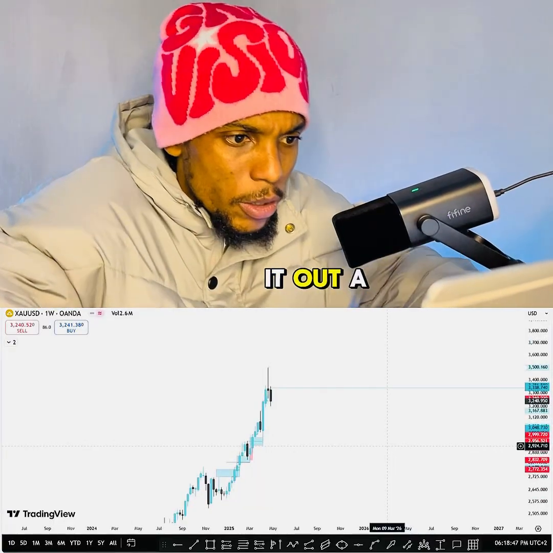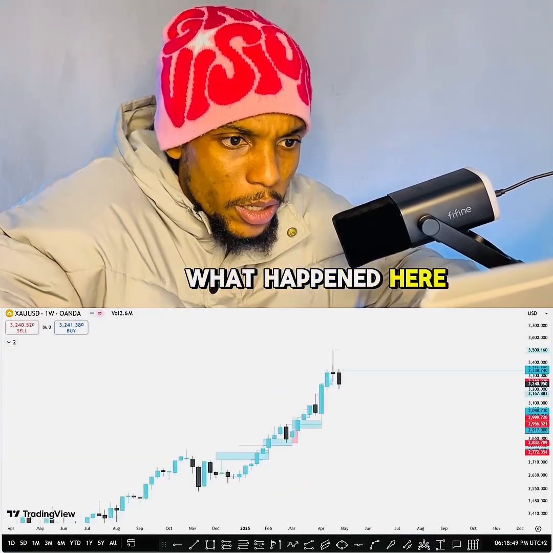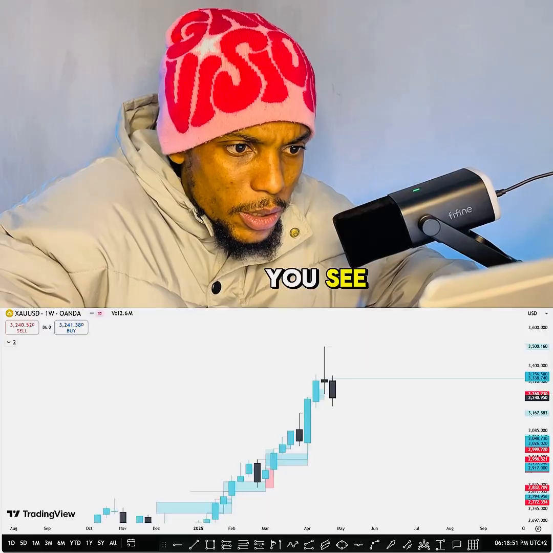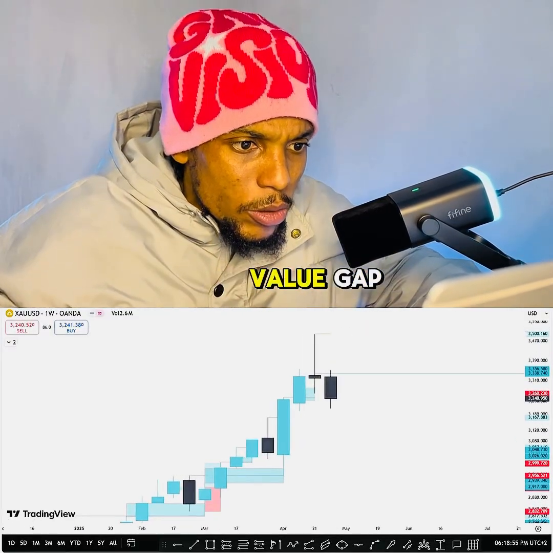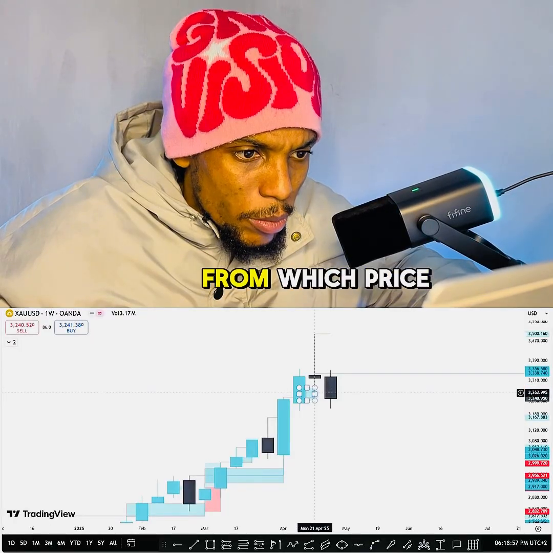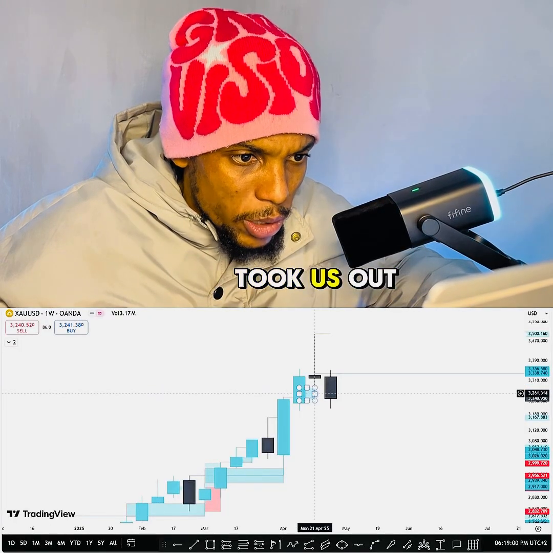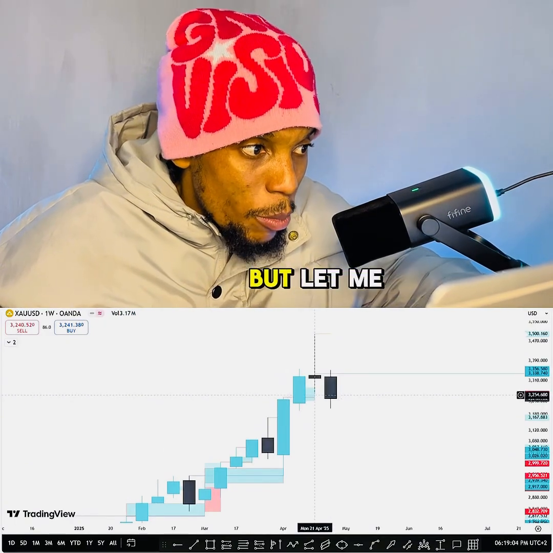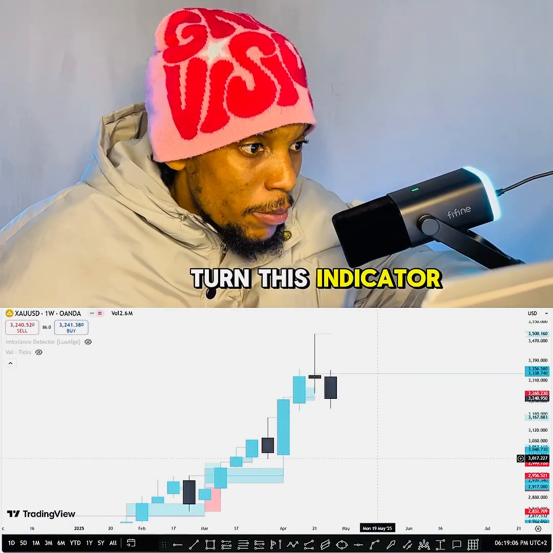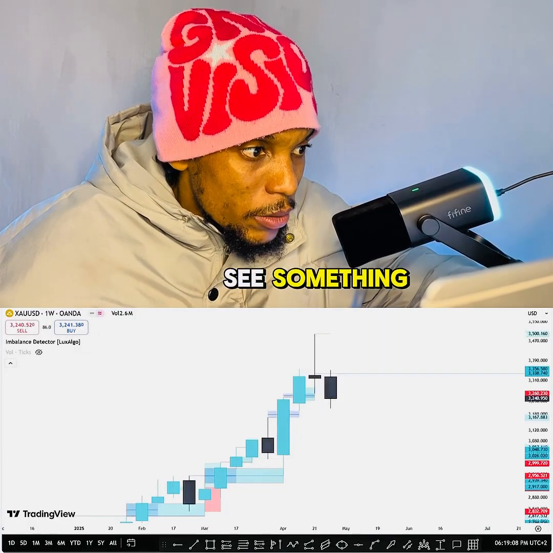Let me zoom it out a bit for you to understand what happened here. You see, this is actually that daily fair value gap that I entered this trade from, which price took us out, the $450 loss trade, right? This is the fair value gap. But let me turn this imbalance indicator on for you to see something.